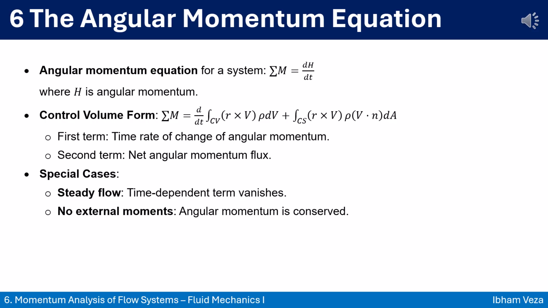In steady flow, the time-dependent term drops out. And if no external moments act on the system, angular momentum is conserved, meaning the spin stays constant. That's the principle behind figure skaters spinning faster when pulling their arms in.